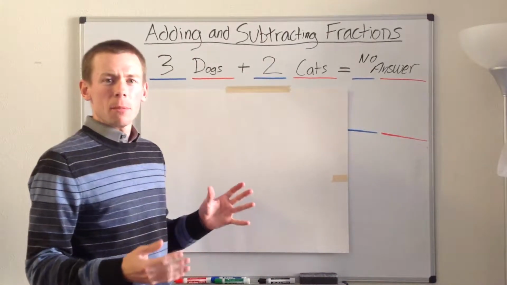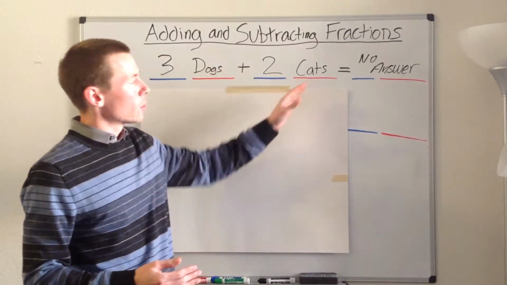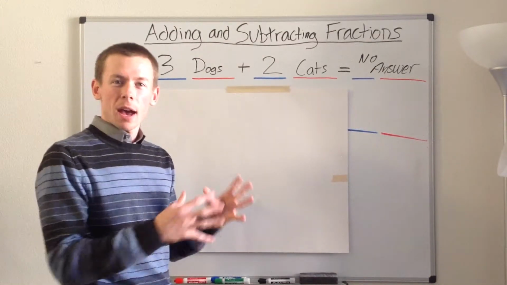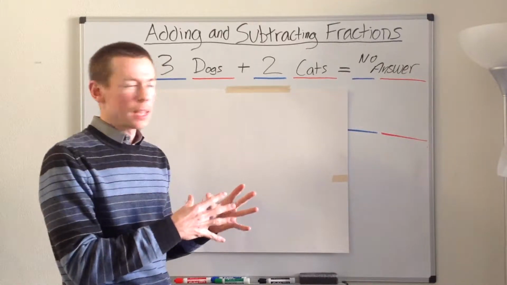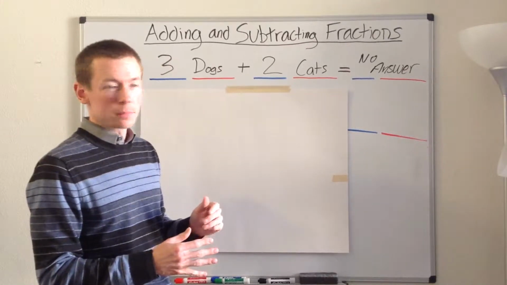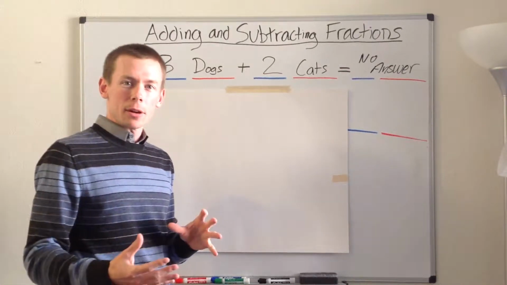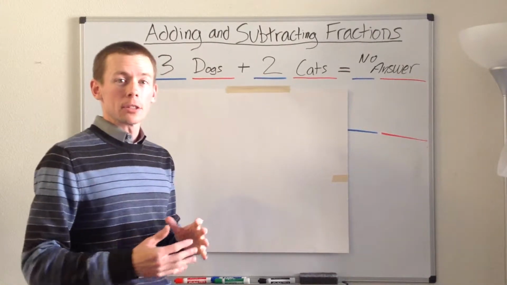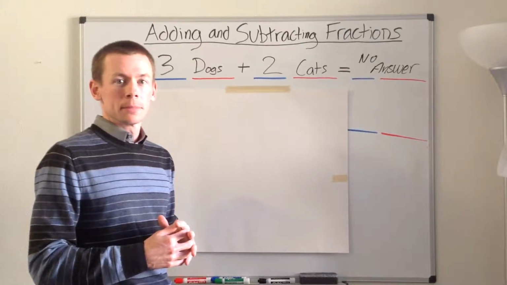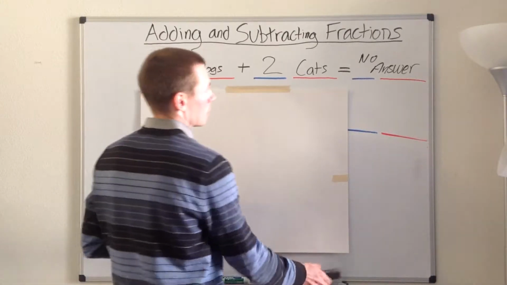However, is there a way maybe we could change these categories and make them a little more general, not quite as specific, and then be able to add them? In other words, dogs and cats both fall under what category? There may be more than one answer. I'm just going to do one example. Think about that.